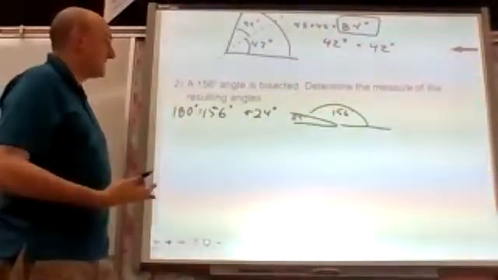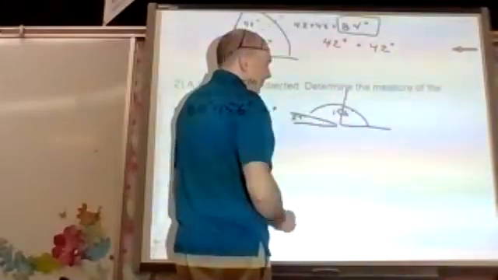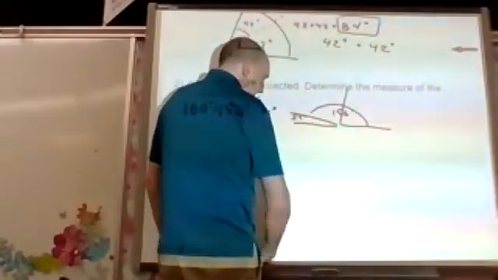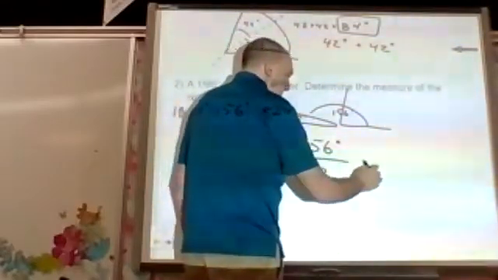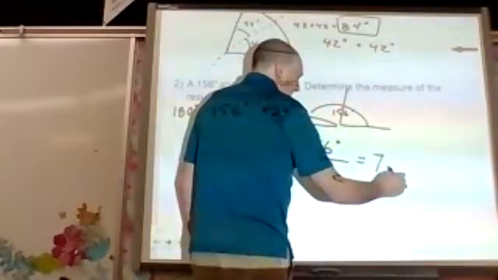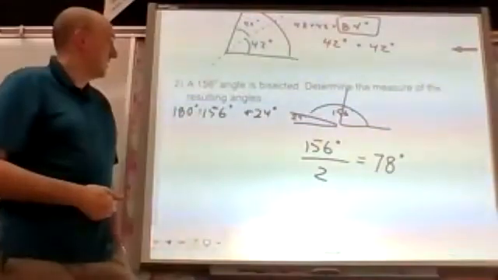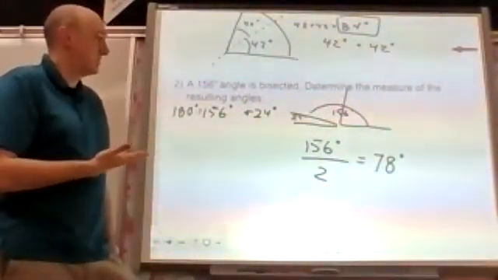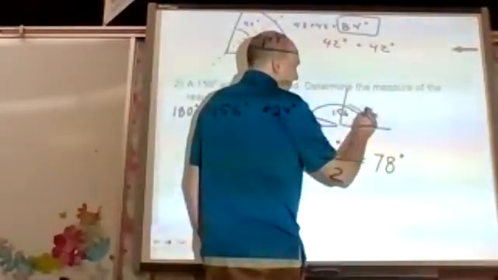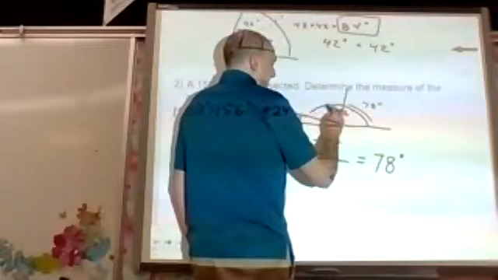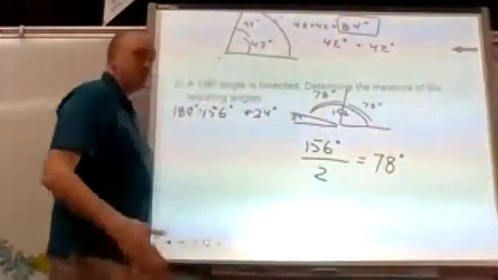When you are bisecting an angle, you're cutting that angle in half. And when you cut 156 degrees in half, you get 156 degrees divided by 2 equals 78 degrees. Okay, so that's what happens when you bisect a 156 degree angle. You get two 78 degree angles. This is 78 degrees, and this is 78 degrees. Okay, so that's our quick review.